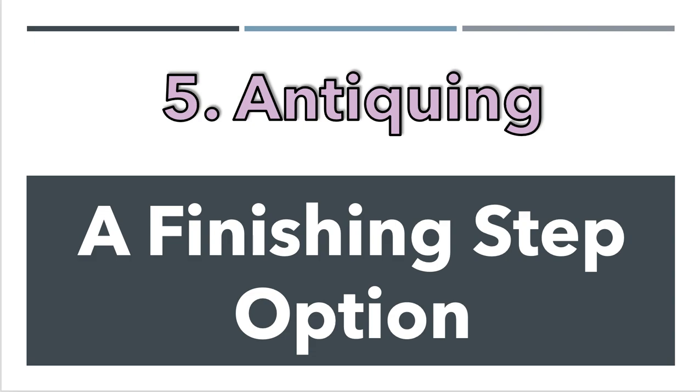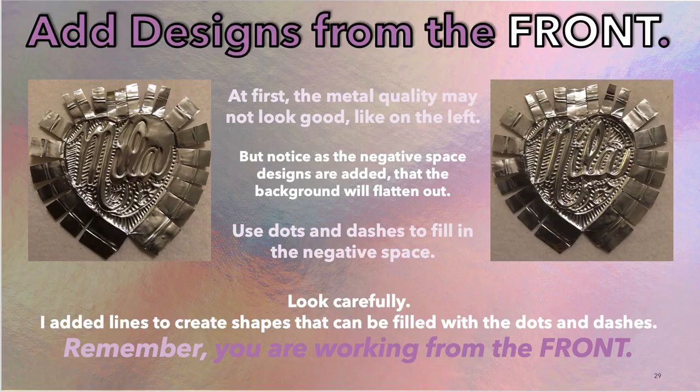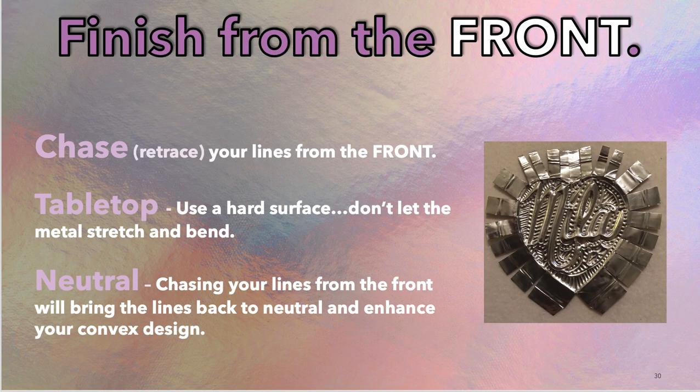Antiquing is an option you have for finishing if you'd like. On this slide, it talks about the negative space in the background. You can use dots and dashes to fill things in. You do that from the front. The negative space is from the front.